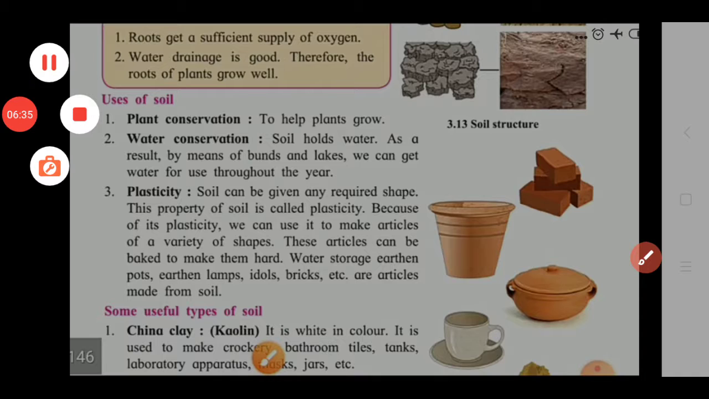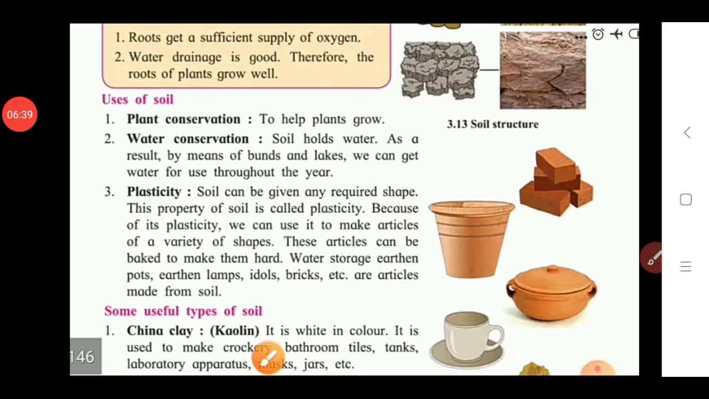Here we see the next use, that is some other uses depending upon their type. Okay. These above uses are depending upon their properties, that is three uses: plant conservation, water conservation, and plasticity. Next uses are depending upon their types. Some useful types of soil, meaning in which way we use these soils.